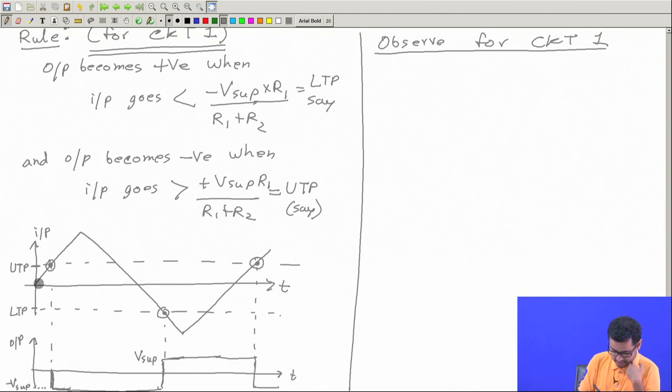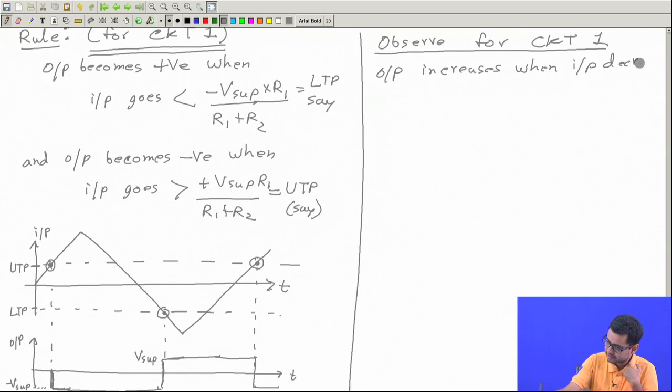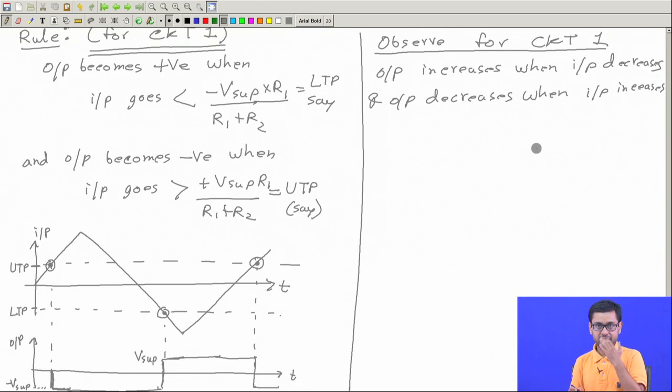The output decreases when input increases. Similarly here, output increases when input decreases, and output goes low when input increases. Okay, opposite behavior: input increases, output decreases, right?